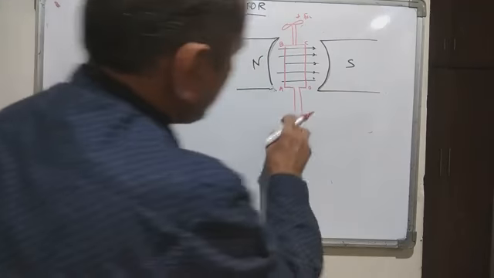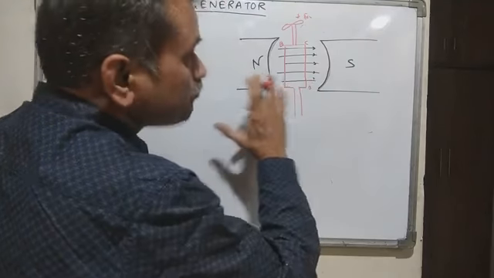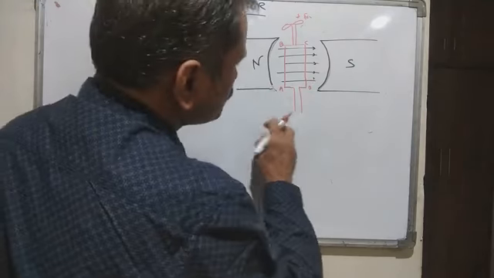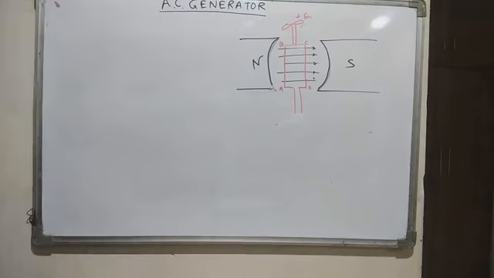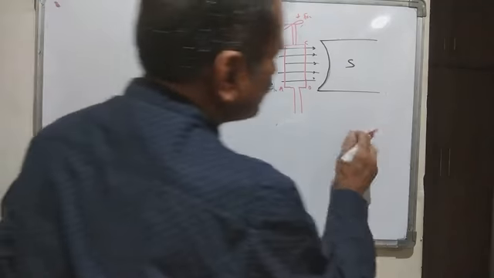Now if you look at this diagram, this coil is parallel with the magnetic field. So no flux is involved in this. That means there won't be any EMF.